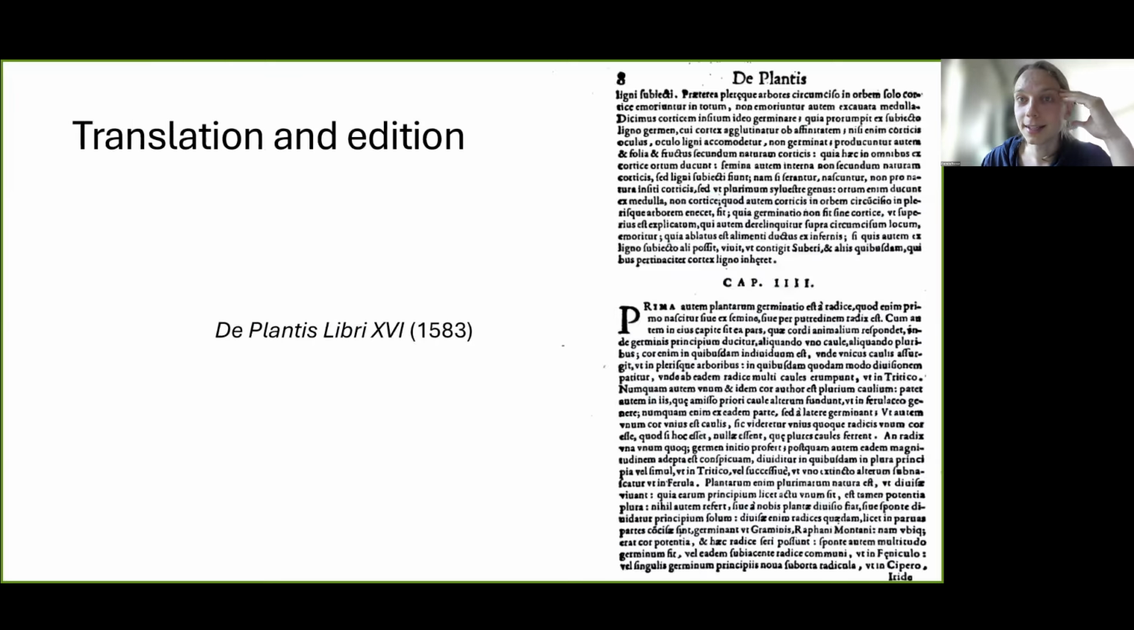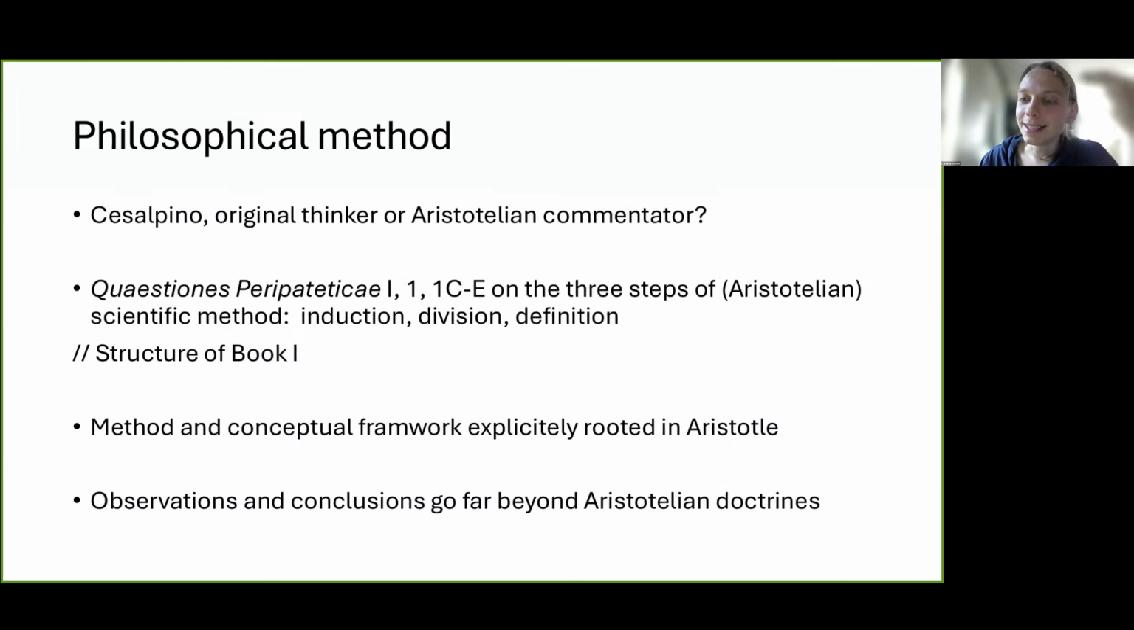So it seems that in this first book, Cesalpino followed very closely what he took to be the classical Aristotelian method of science, at least as he reconstructed this method. Book one even begins with a discussion of very classical scholastic problems, the difference between psychic faculties in animals and in plants, and the question of the location of souls in plants.